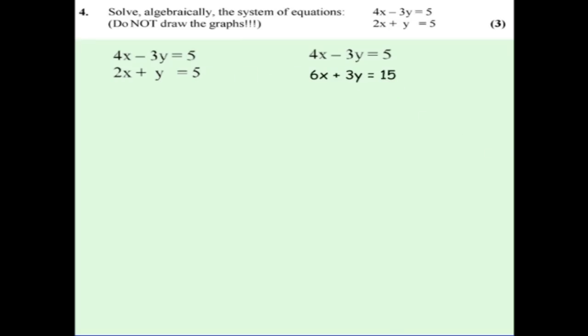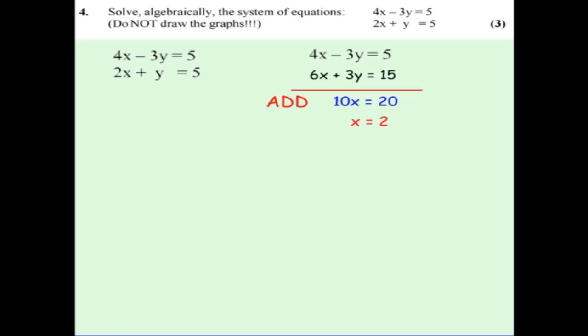If we now add these two equations together, that gives us 10x is equal to 20. The minus 3y and the plus 3y cancel. 10x is equal to 20, divided by 10 gives us that x is equal to 2.